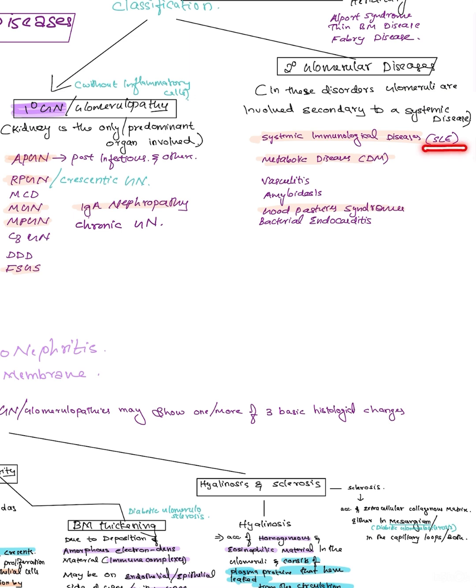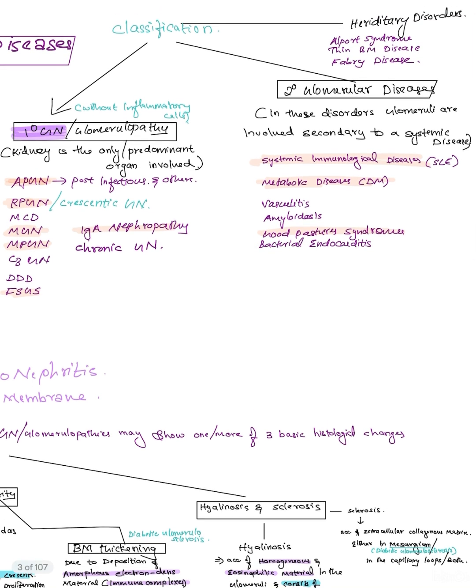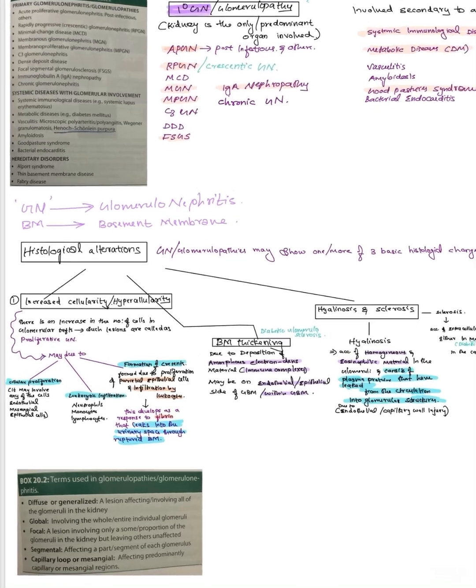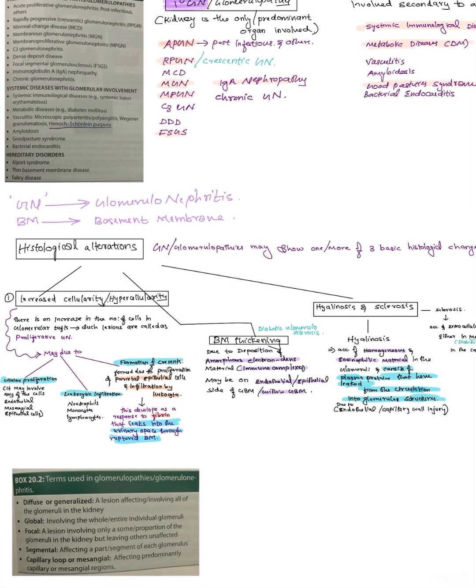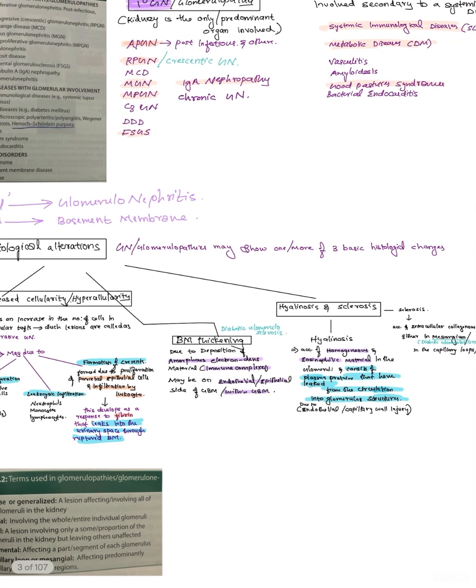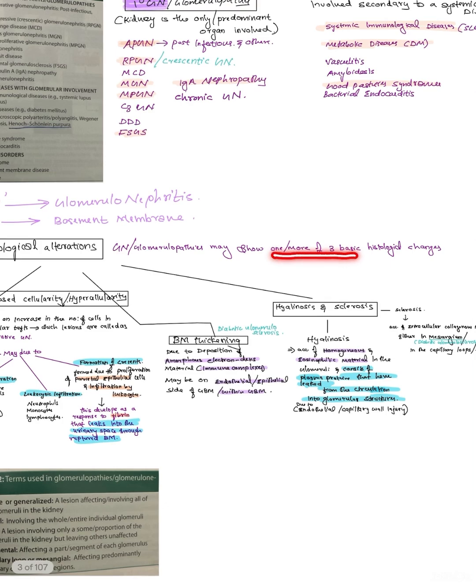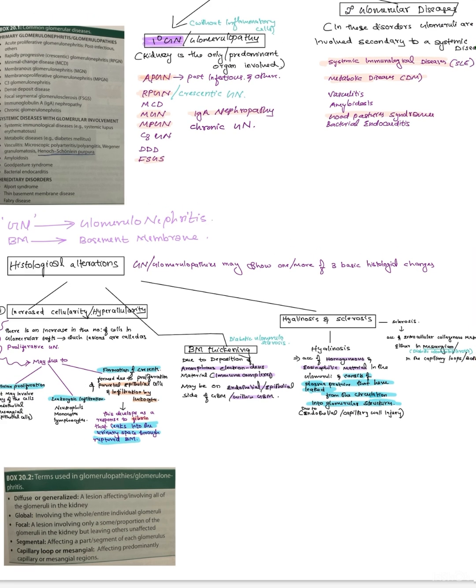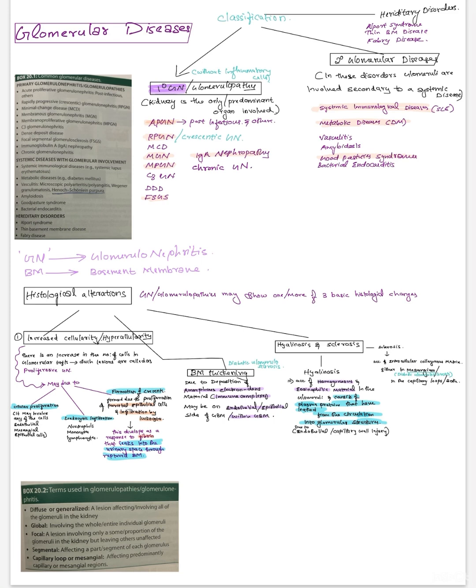So we have SLE, diabetes mellitus, vasculitis, amyloidosis, Goodpasture syndrome, bacterial endocarditis. In hereditary disorders, we have Alport syndrome, thin basement membrane disease, and Fabry's disease. So, these glomerulopathies or glomerulonephritis may show one or more of the three basic histological changes.